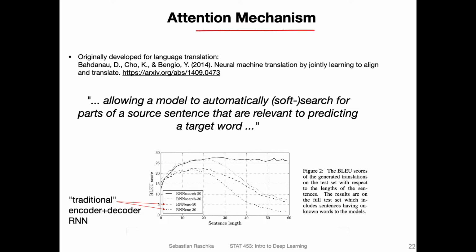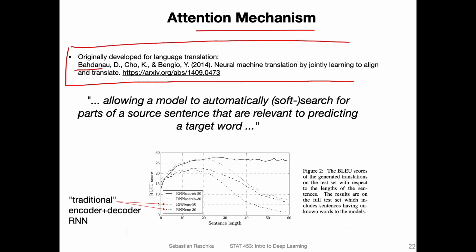long sentences. So here, this is going back to the paper by Bahdanau and co-workers, and as far as I know, this is the first paper that really proposed this attention mechanism, but I may be wrong. There may have been other papers, but this is at least the first one I am aware of. And the key idea here is essentially that it's a mechanism that allows a model to automatically soft search for parts of a source sentence that are relevant for predicting a target word.